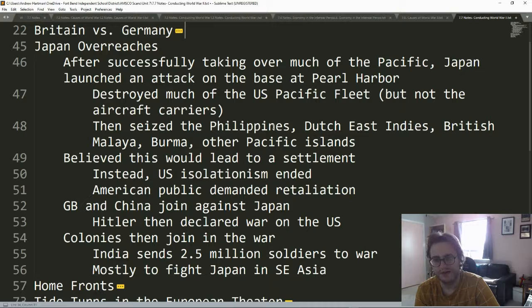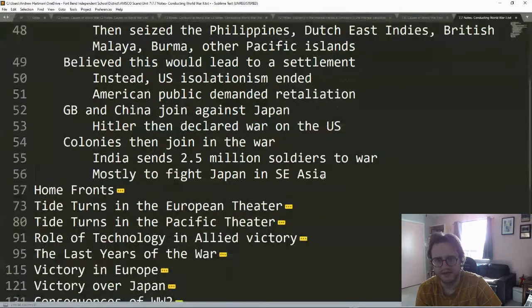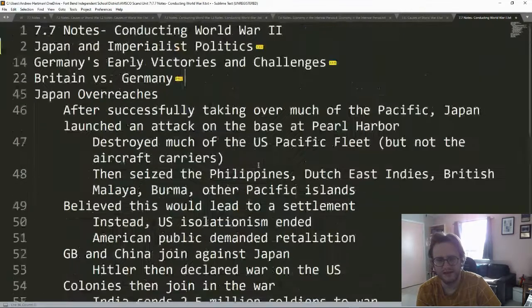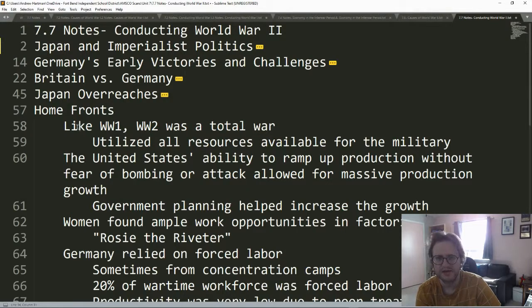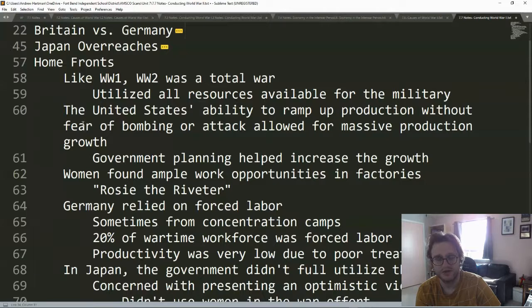So Great Britain and China joined the United States in the war against Japan, and then Hitler goes ahead and declares war on the United States, bringing the United States into both fronts. We then also see some colonies start to get into the war, especially India. 2.5 million soldiers from India, mostly to go fight the Japanese in Southeast Asia. You'd think that would be enough, because one of Japan's biggest weaknesses is their lack of population compared to others. But it'll get there.